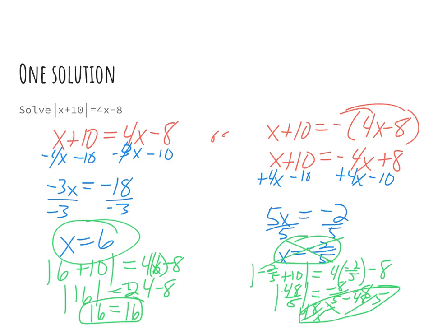Even though we did all the right steps, it doesn't work when we plug it back in, so I can't include it. This would be what's called an extraneous solution, because it worked at the beginning, but now when we plug it back in, it doesn't. So x equals 6 is the only answer that we would use.